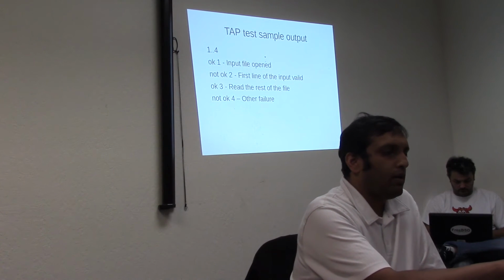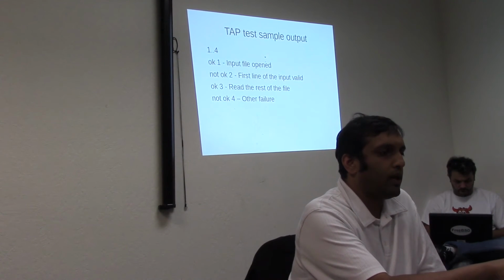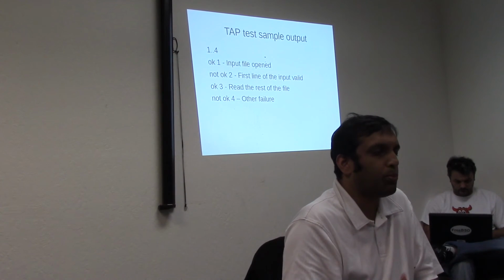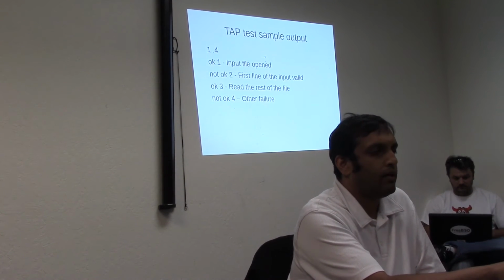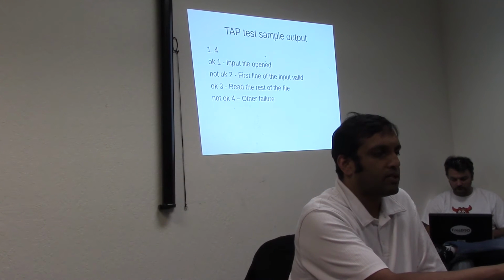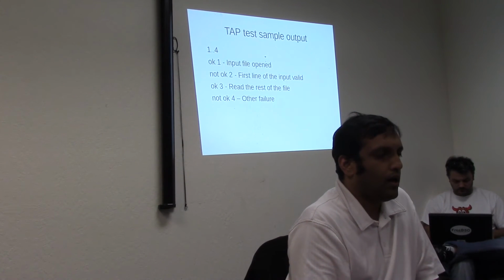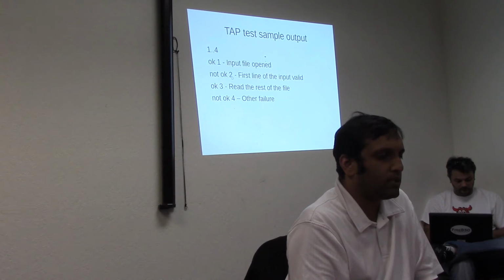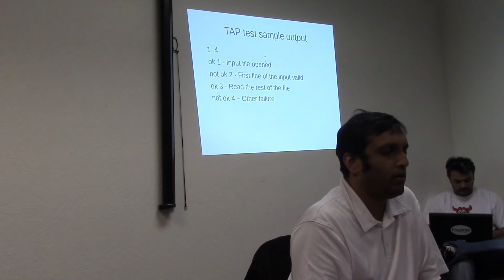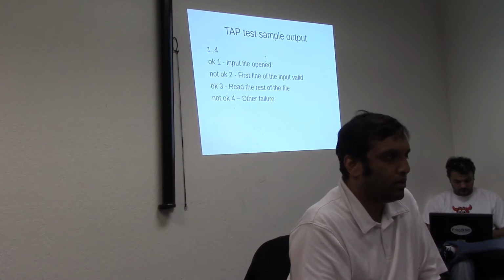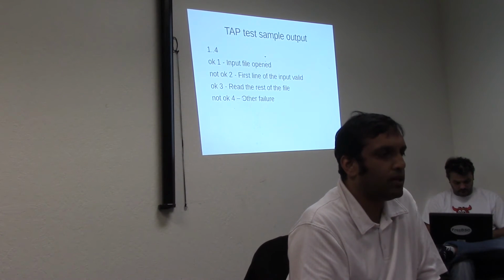If you create a program that adheres to the TAP output specification, this is what it looks like. I don't have a sample program, but this is a sample output. You say you're running 4 tests, 1 to 4, and then OK 1 means the first passed, not OK 2 means the second failed, OK 3 means the third one passed, and not OK 4 means the fourth one failed. I haven't tried this, but there are some tests in FreeBSD that adhere to this protocol, so you can tell if they pass or fail.